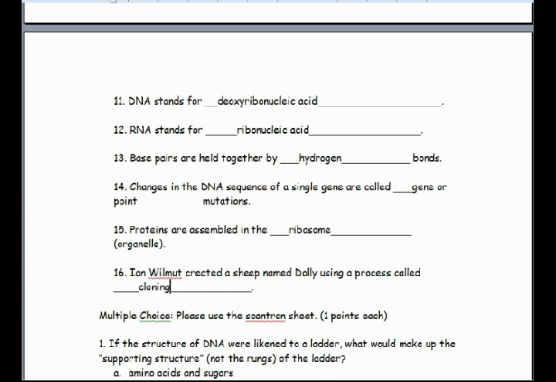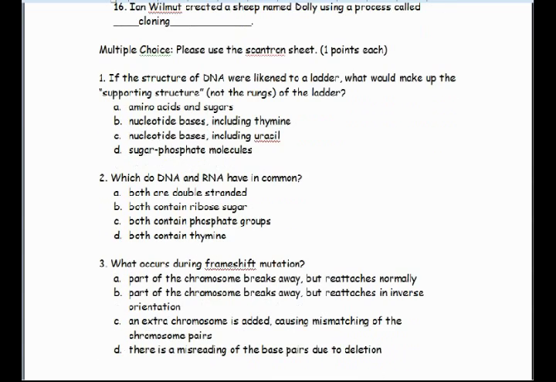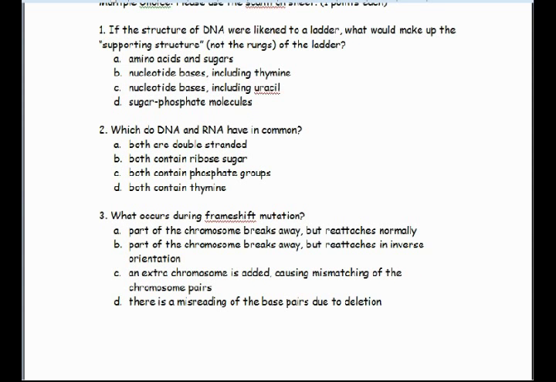That's cloning. For the multiple choice, if the structure of DNA were likened to a ladder, what would make up the supporting structure, not the rungs of the ladder? Read those choices. And it's D, sugar phosphate molecules. Which do DNA and RNA have in common?